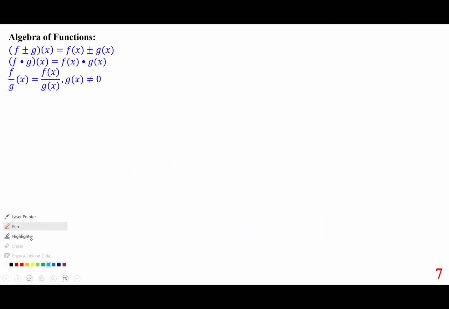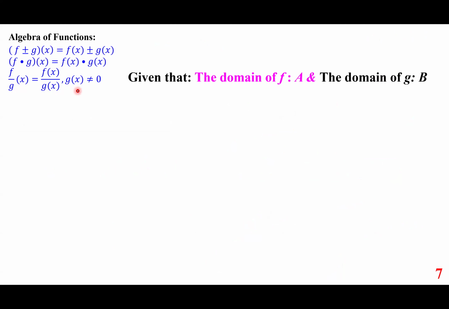Algebra of functions. F plus minus g of x is f of x plus minus g of x. The sum function, the difference function, fg is f of x times g of x, and f over g is f of x over g of x. Needless to say, the denominator can't be 0.